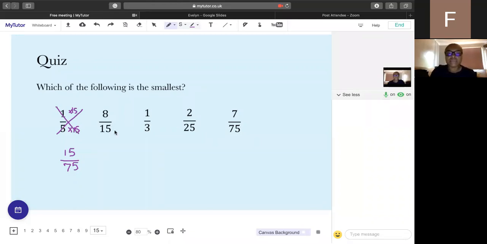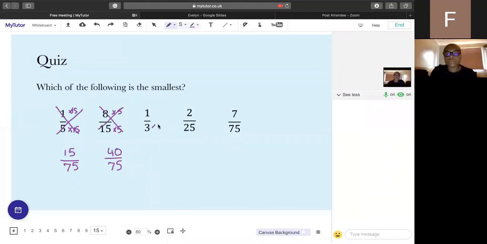The next one, to get from 15 to 75, well, that's just going to be the opposite of what we just did. It's going to be 15 times 5, which gives us 75. So we're going to multiply 8 by 5 as well. Now, 5 times 8 is 40. So we get 40 over 75. Now, this is a lot bigger than 7 over 75, so it won't be that one.